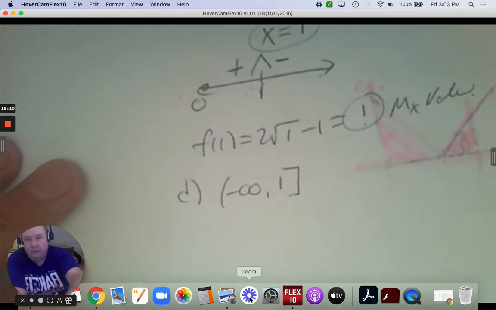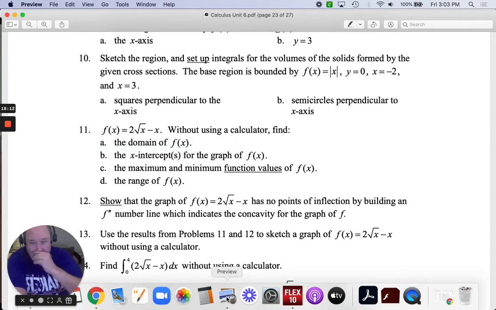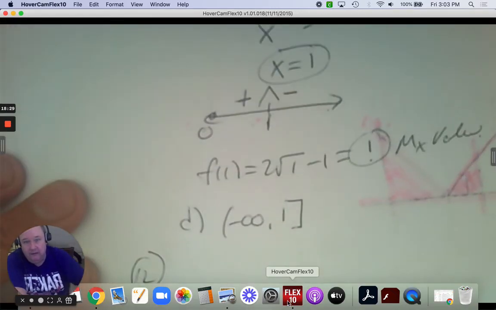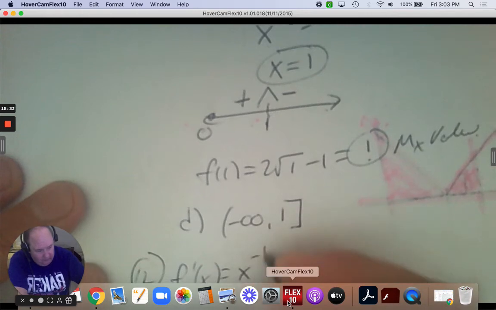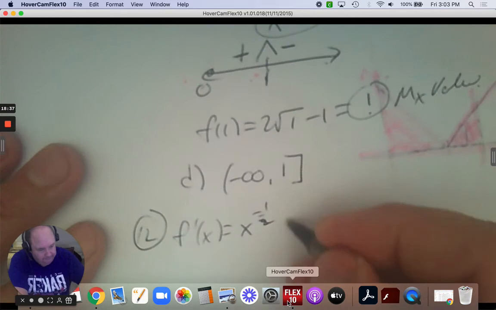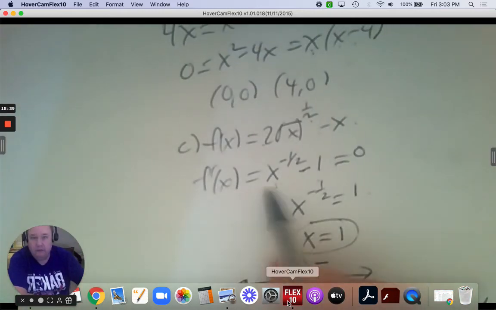All right, that was number 11. Number 12 says show that the graph of f of x has no points of inflection, building a second derivative number line which indicates the concavity. So let's just build on what we did. Take the first derivative and take the derivative again. The first derivative again was x to the negative 1/2, subtract 1. That's this right here, the first derivative.